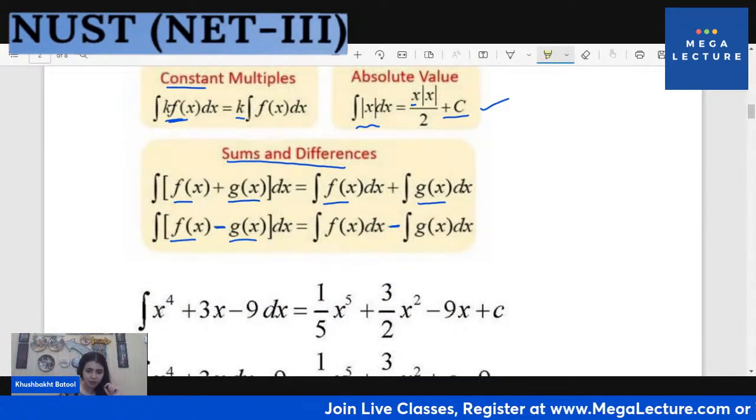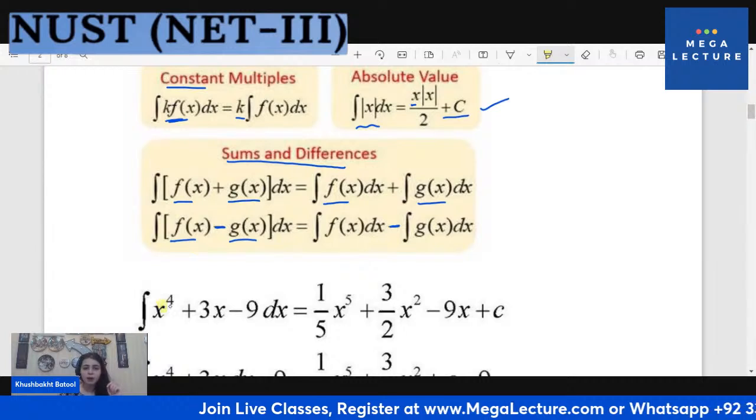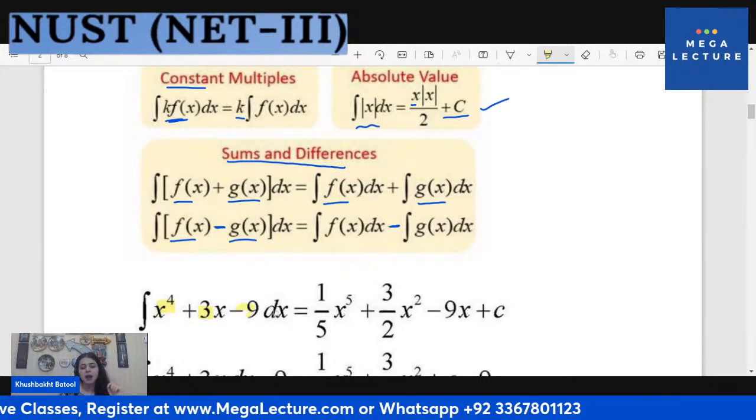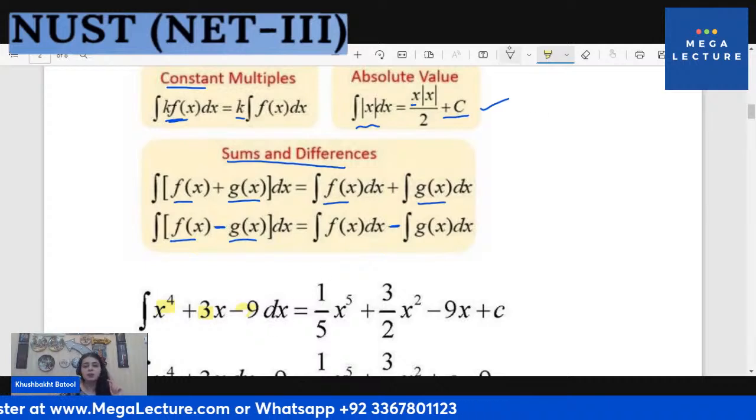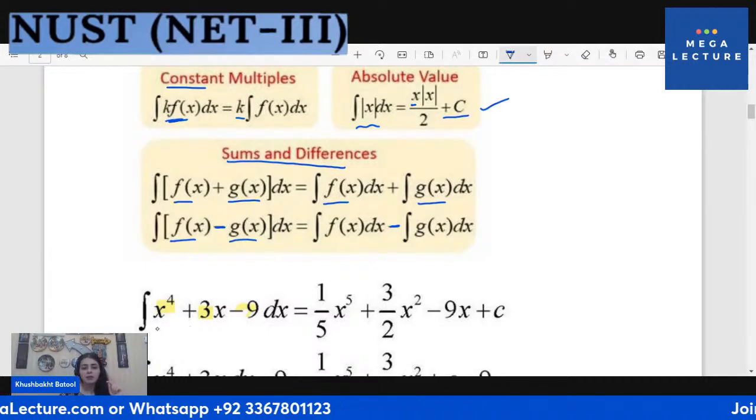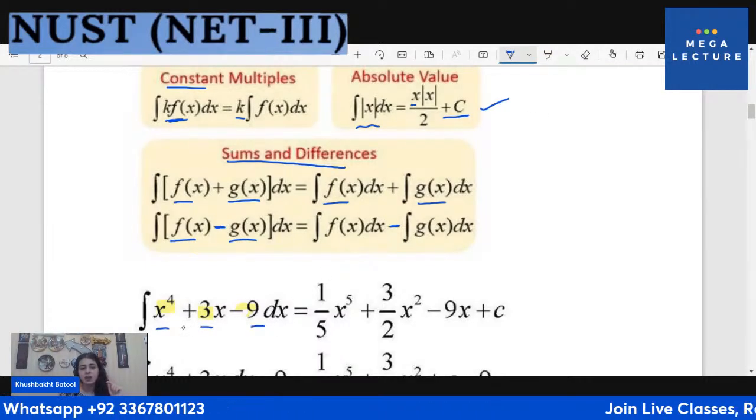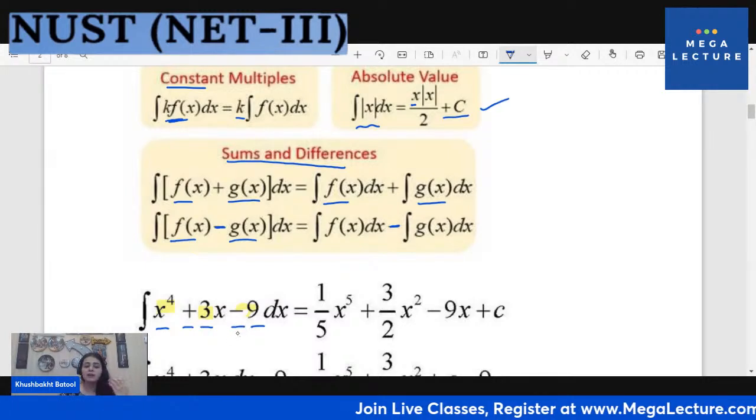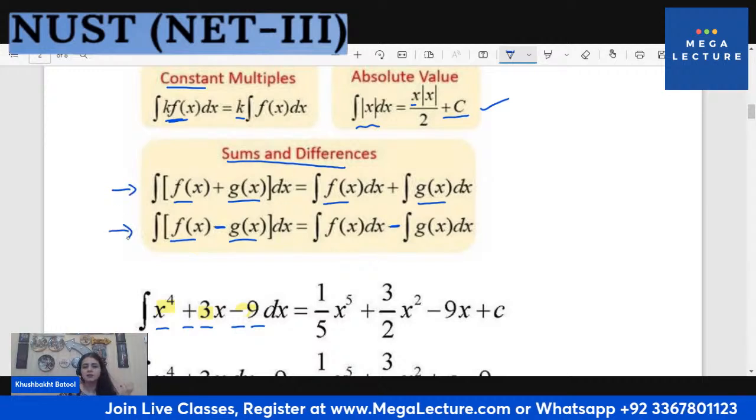Let's say you have a function x to the power 4 plus 3x minus 9, and you need to integrate it with respect to x. Now, what is happening? You have three different functions being added and subtracted, so you can integrate all of them separately, using this and this formula.